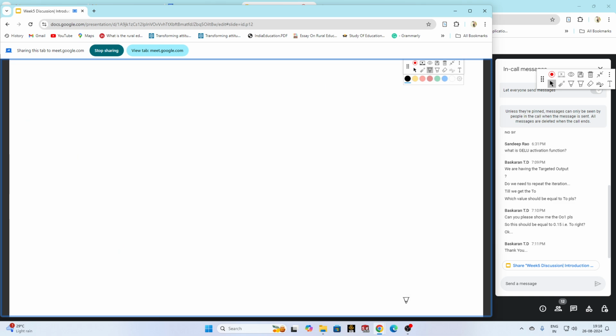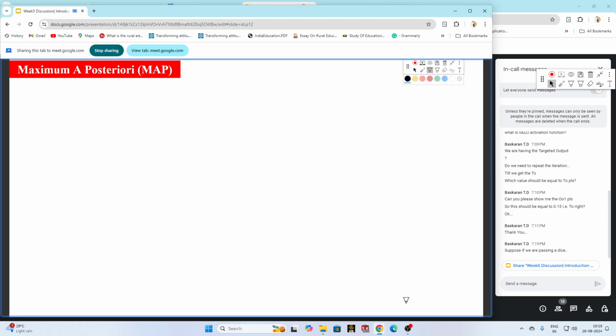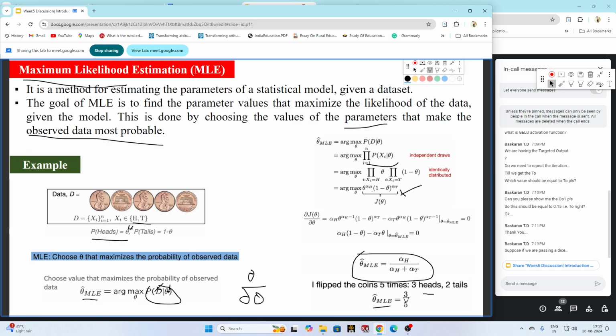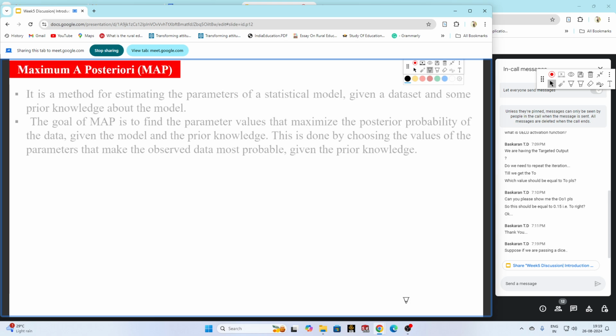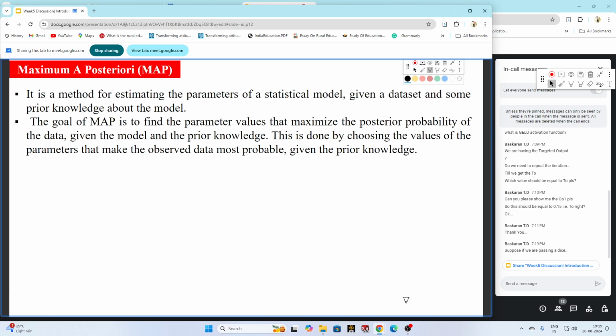Let me move on to the next thing, that is maximum a posteriori. Earlier, in maximum likelihood estimation, we have data and we have to find the parameter. Here we have data and also prior information. Two things are given: with the data set we have some prior knowledge about the model. We have to calculate the same thing, the parameter, but earlier we had only data, and now with data we have some prior knowledge about the model. This is the difference between MLE and MAP.